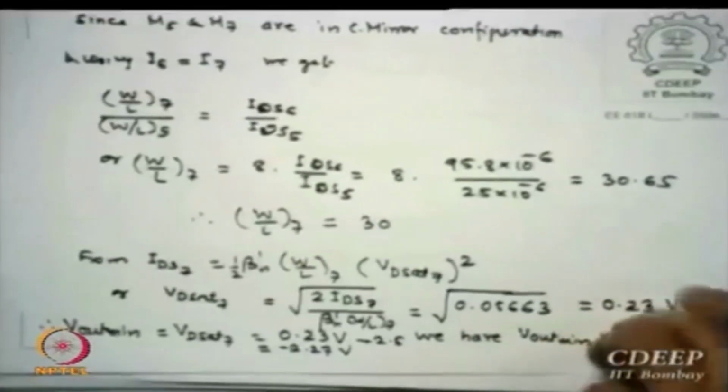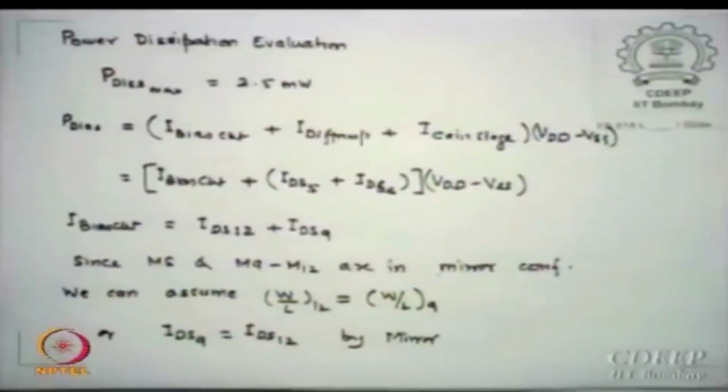Is it okay? The next value, what is left now? Sizes we are done, except the biasing side. Okay. Now what we do is calculate power. I gave the maximum power, 2.5 milliwatt, placed randomly, I gave too much.